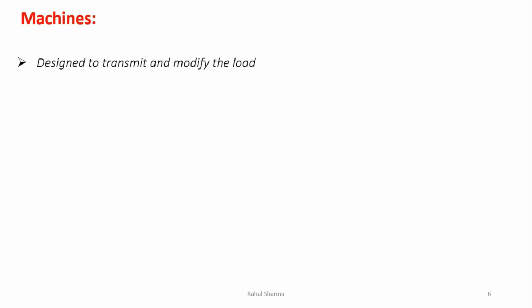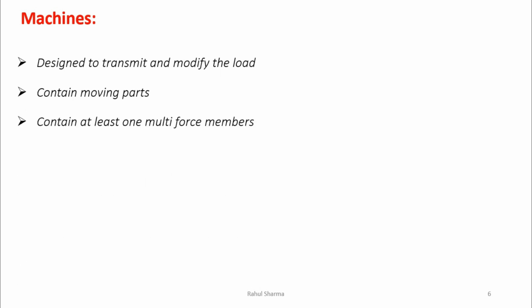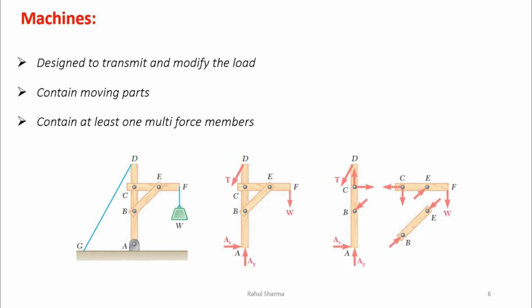Now we talk about machines. What are machines? They are designed to carry or to transmit the load. Second, they contain movable parts. Third, they contain at least one multi-force member. These are examples of machines, and here the machine means a machine made up of members and joints, seen like a crane.